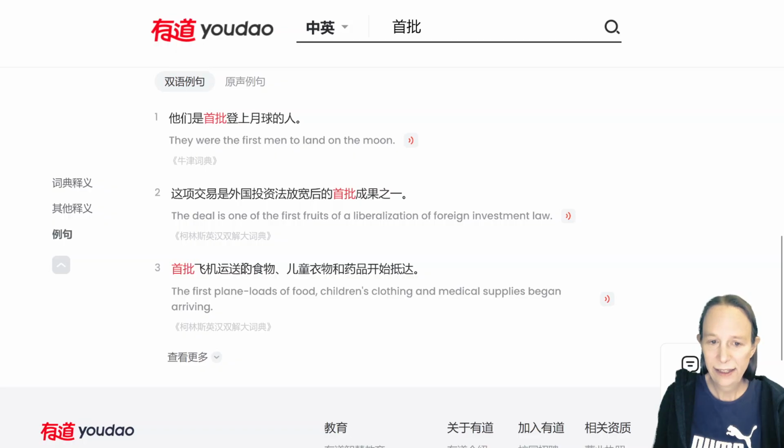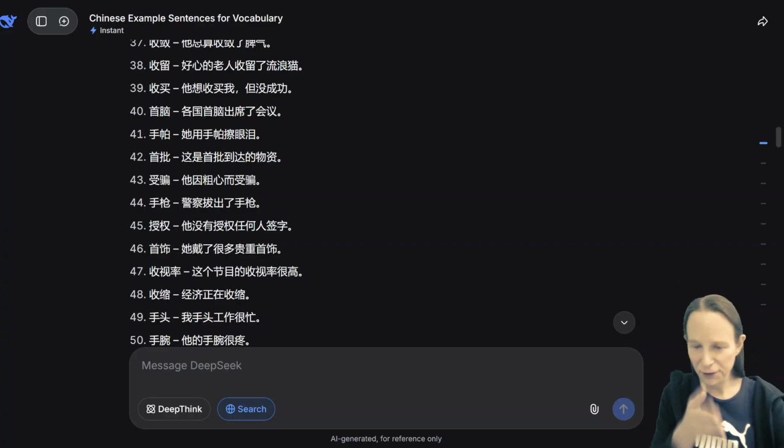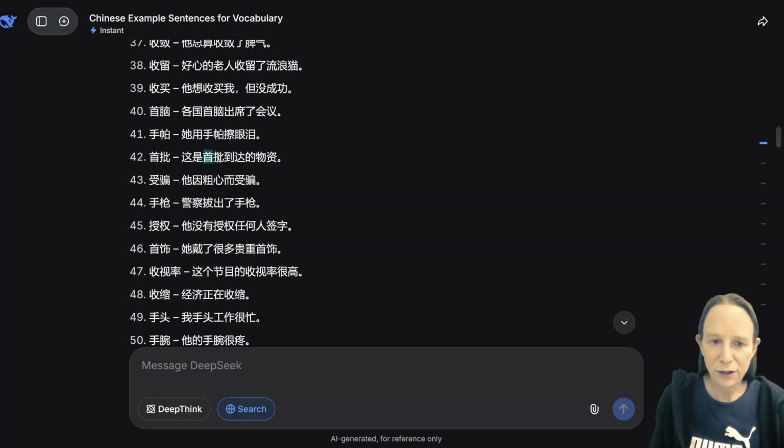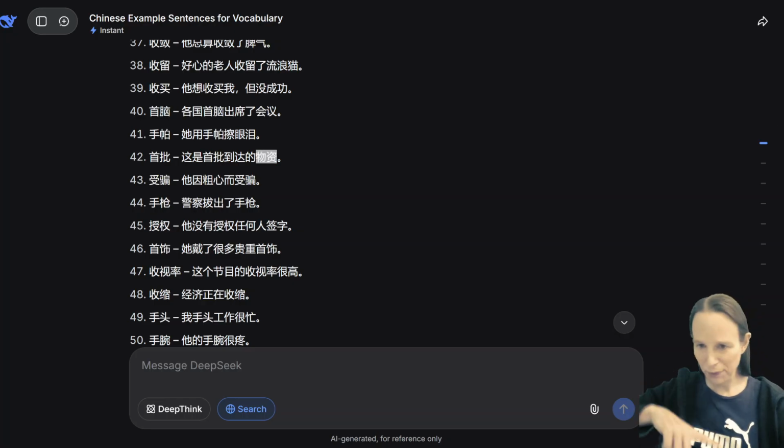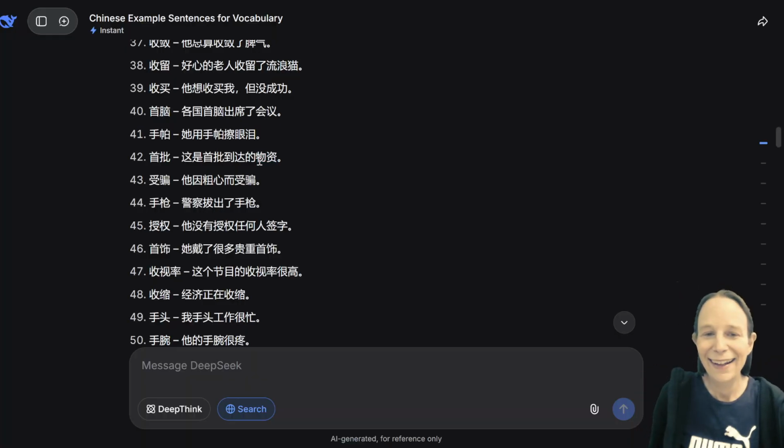首批. It's used as an attributive to modify a noun. Here it modifies a noun. But in this example, no, 首批 modifies 物资, the first batch of goods to arrive. This is the first batch of goods to arrive. So it's used to modify the noun. It's used as an attributive or a generalized adjective to modify a noun.